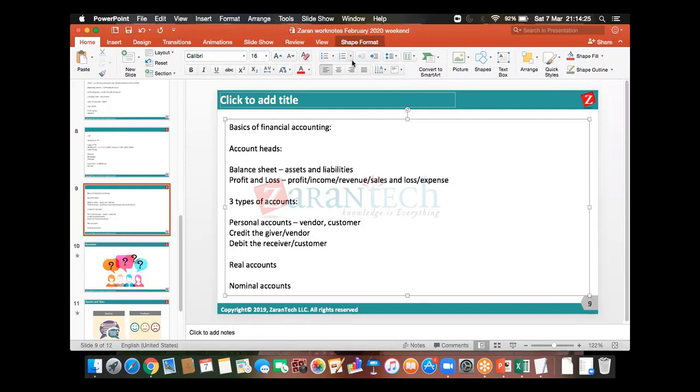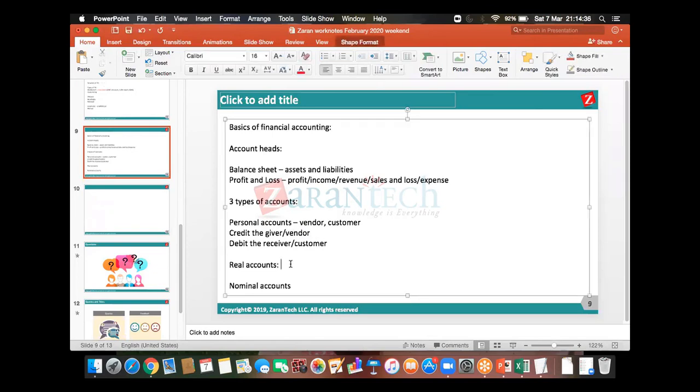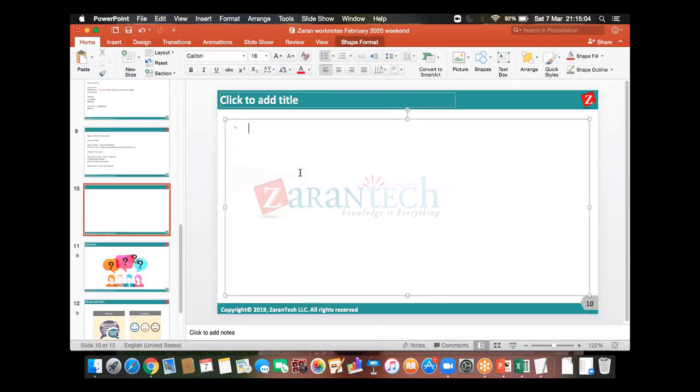Now this is the rule for the personal accounts. Now next is the real accounts. Real accounts consist of assets and liabilities. Just now we discussed the balance sheet. Under this, you have assets and liabilities. Of course, this is also correct. This is one kind of classification based on the nature of the GL account, but this is for making the postings. So assets and liabilities you have under real accounts. Both assets and liabilities together is a real account.